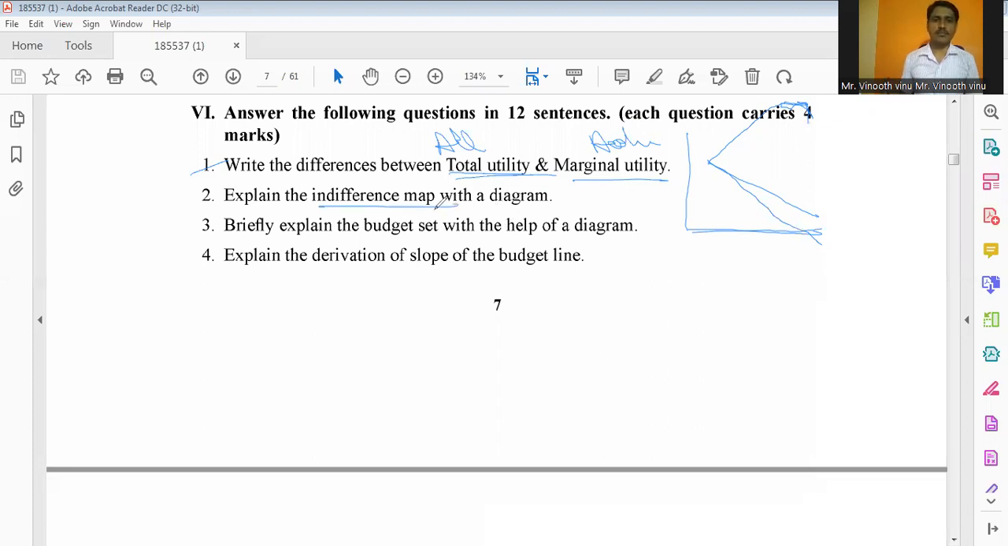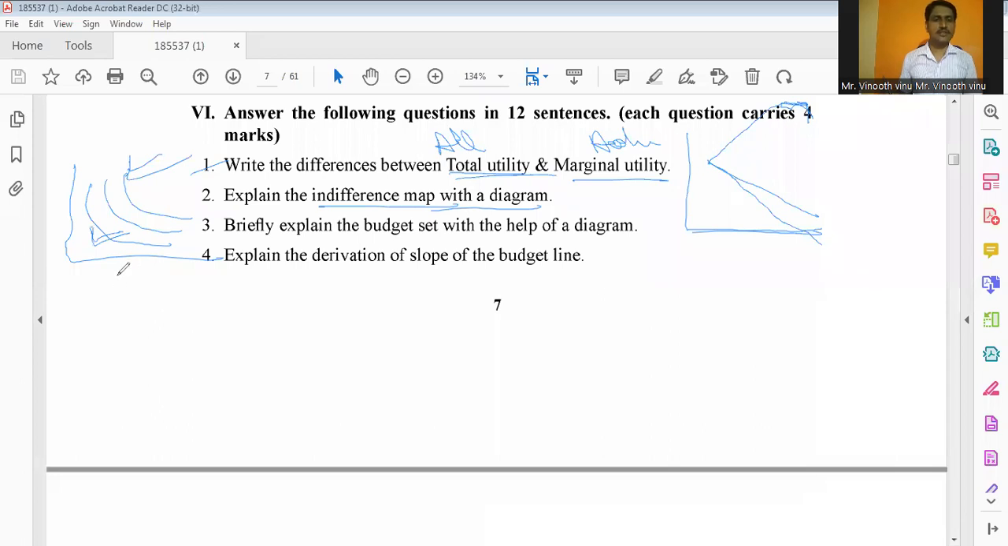Next, explain the indifference map with a diagram. Indifference map means what? It is a family of indifference curves. Higher indifference curve gives higher level of satisfaction. Lower indifference curve gives lower level of satisfaction. So it is explained with the diagram.